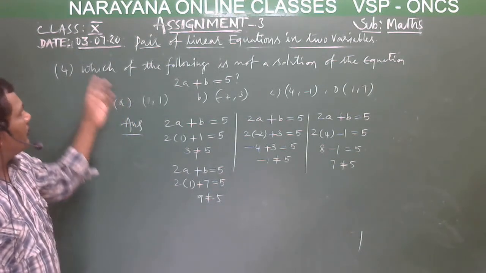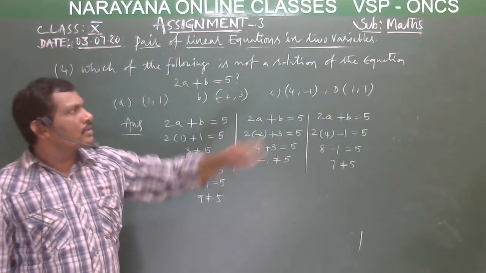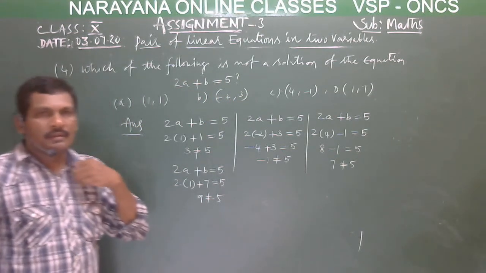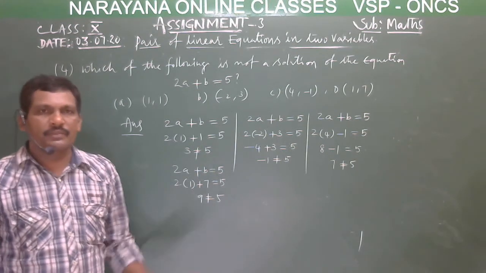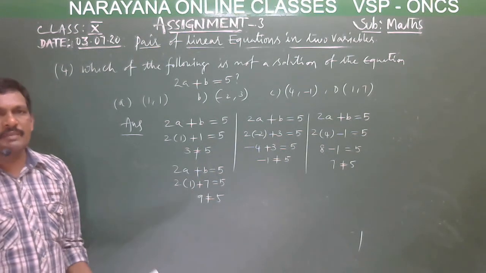So observe which of the following is not a solution of the equation. It's this, all are not a solution of the equation. So today's assignment is over.